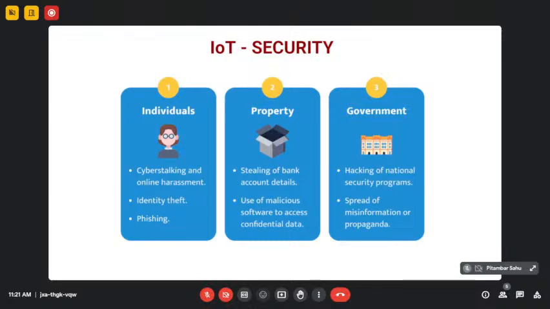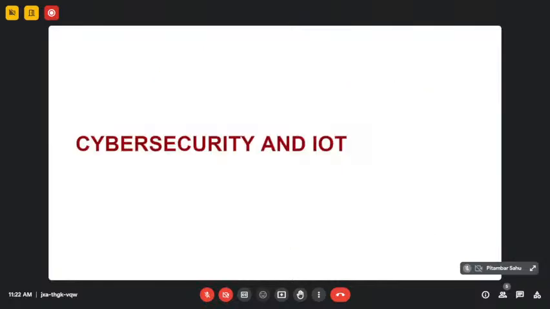And when we talk about security, we have security on an individual basis, on properties, government systems, where individuals, lots of cyber stalking, online harassment is happening right now, identity theft, properties, stealing of bank account details, and so on. When you talk about government agencies, hacking of national security programs, spreading of misinformation or wrong propagandas on political parties. So all this is quite common these days.